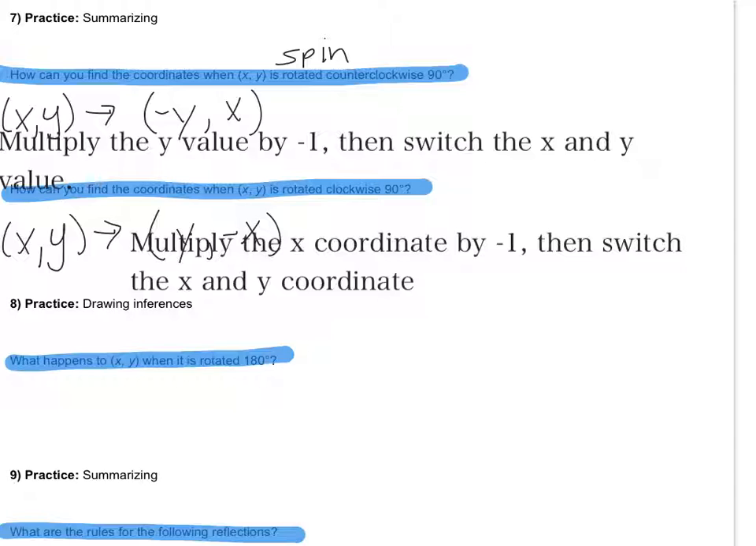So drawing inferences, this is number 8. It says, what happens to xy when it is rotated 180 degrees? So you can go back to your chart in the beginning, or you can just take my word for it. What happens with xy, your pre-image, when it's rotated 180 degrees, is that both the x value and the y value change. So you change the sign on both the x and the y coordinate.